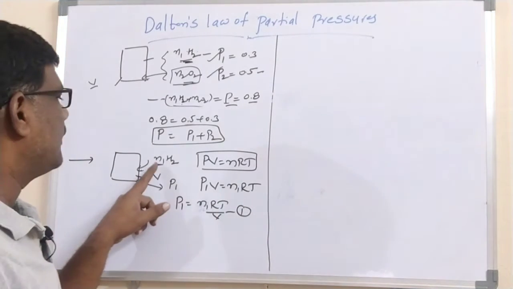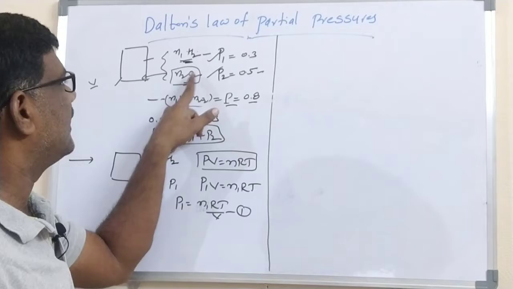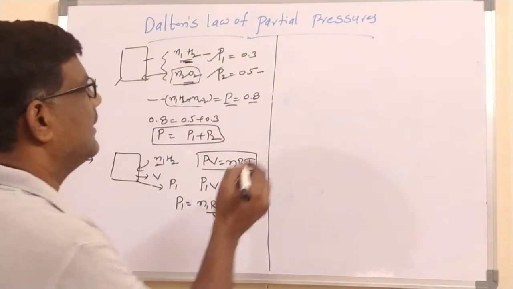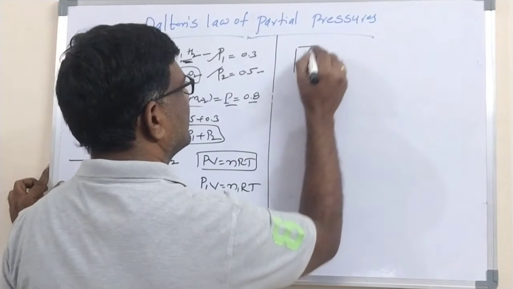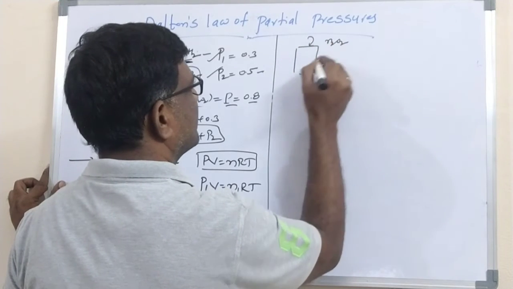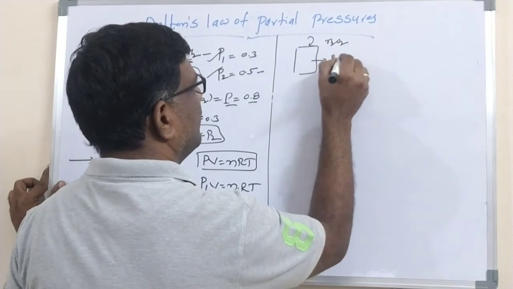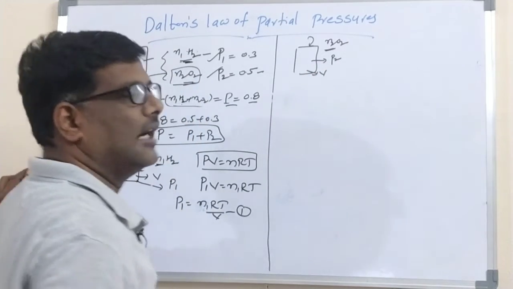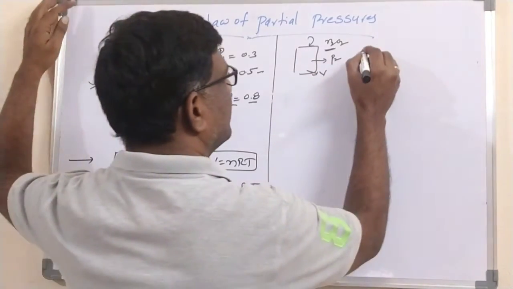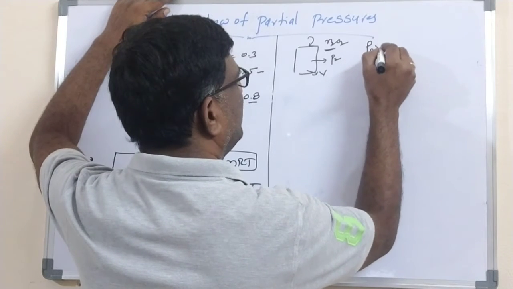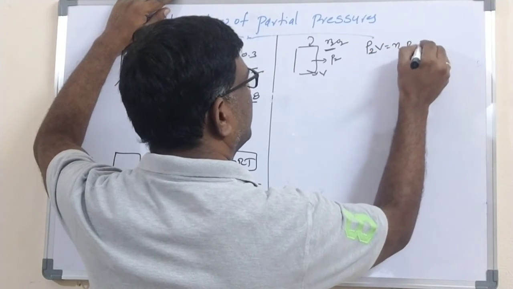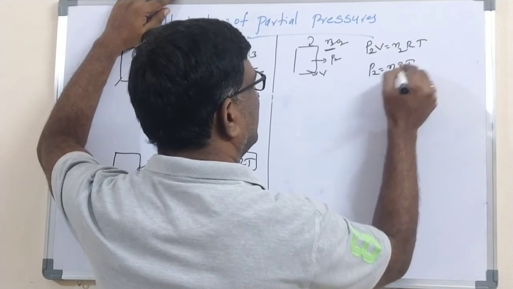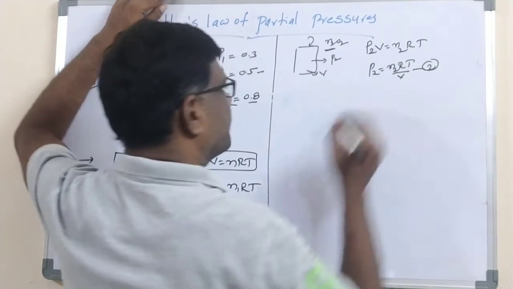Now the same thing: N1 moles of hydrogen is replaced with N2 moles of oxygen. The vessel is the same, so the volume will be the same. The pressure exerted by the N2 moles of oxygen is P2, the number of moles is N2, and the volume is V at the given temperature. According to the ideal gas equation, P2V is equal to N2RT. Sending the V to the other side, P2 is equal to N2RT by V. Let us call this equation number 2.